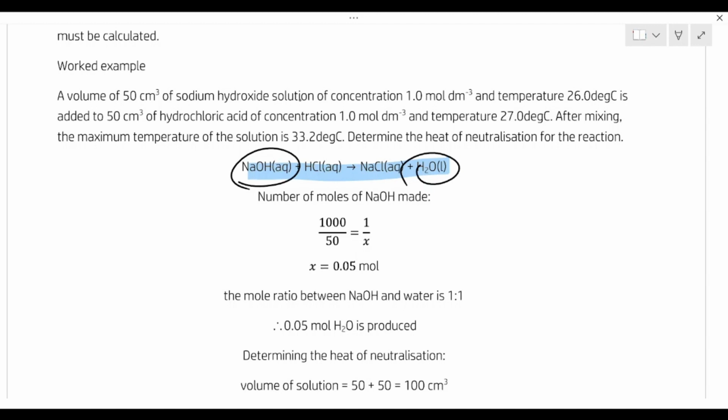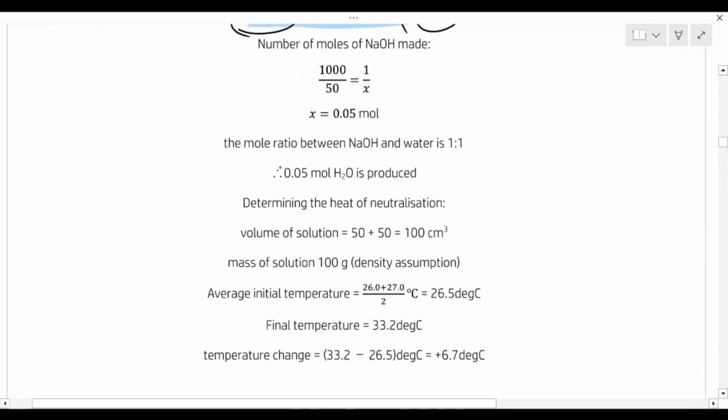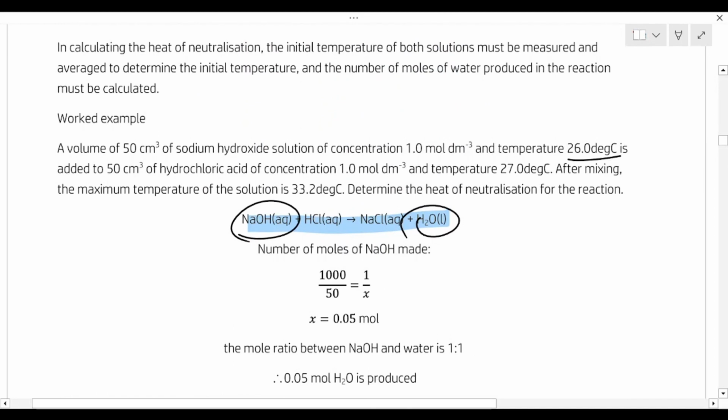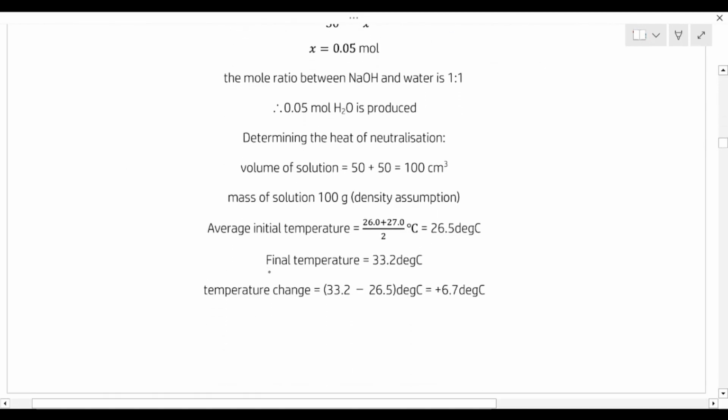Now, the volume of solution is going to be those 50 centimeters cubed of each solution, and they sum to give you 100 centimeters cubed. And by the density assumption, the mass of the solution is hence 100 grams. We averaged the 26.0 and the 27.0 to get 26.5 degrees Celsius as our initial temperature. We're told that our final was 33.2, so the temperature change is going to be 6.7 degrees Celsius.